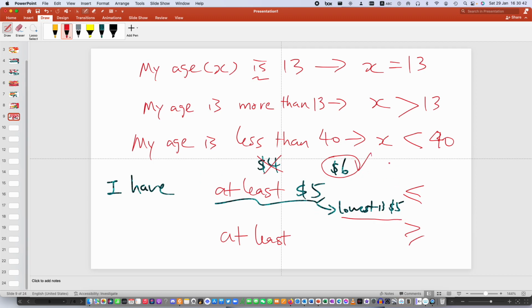Yeah, 6 is possible. 7 possible? Your lowest is 5, so anything bigger than 5 is possible. So 7 is also possible. So that's how you argue. That means I have at least $5. Very simple.